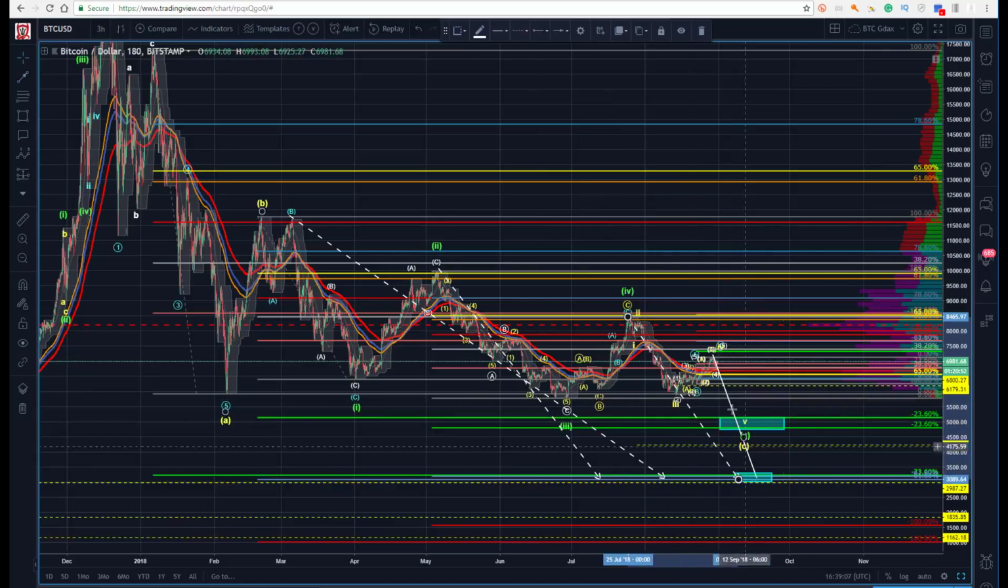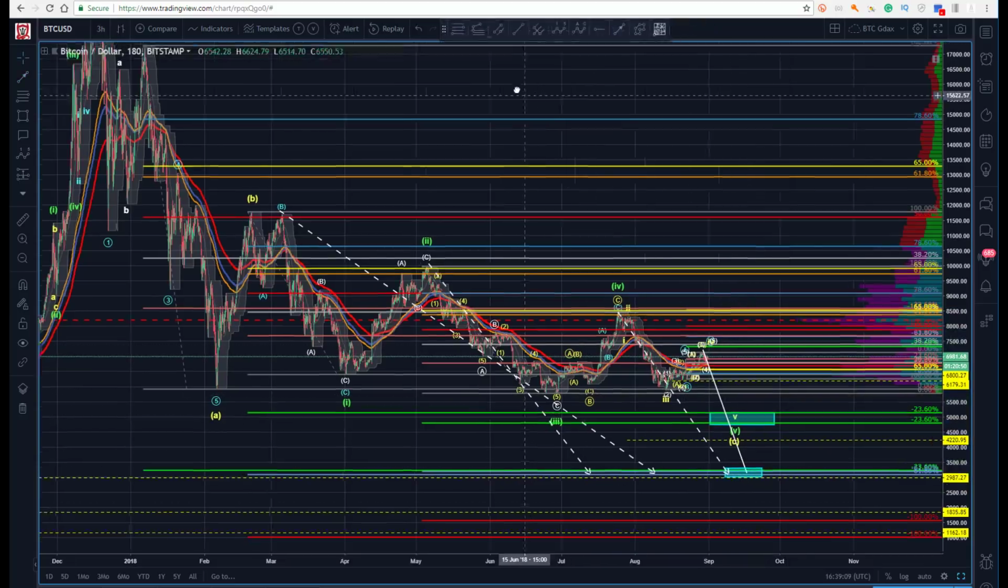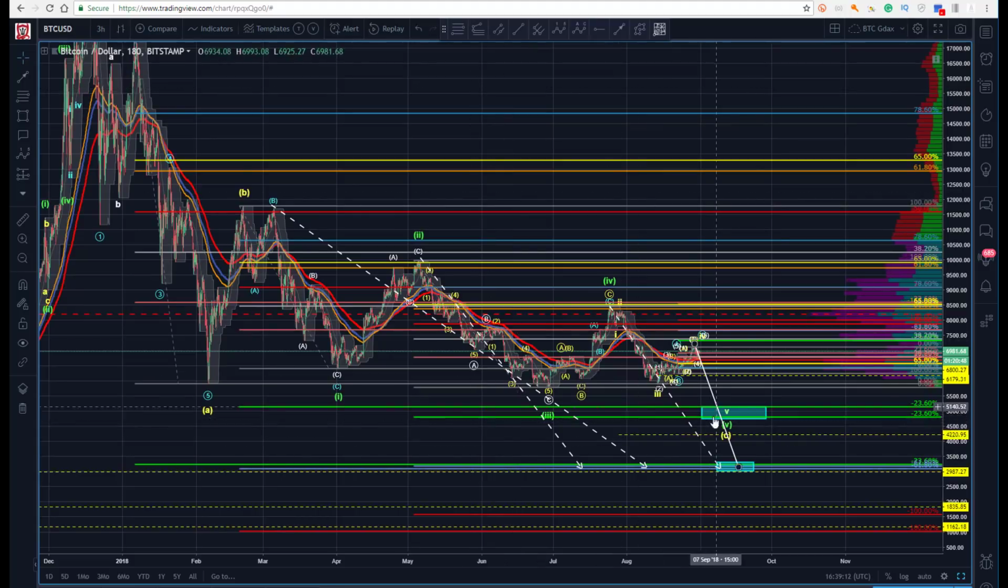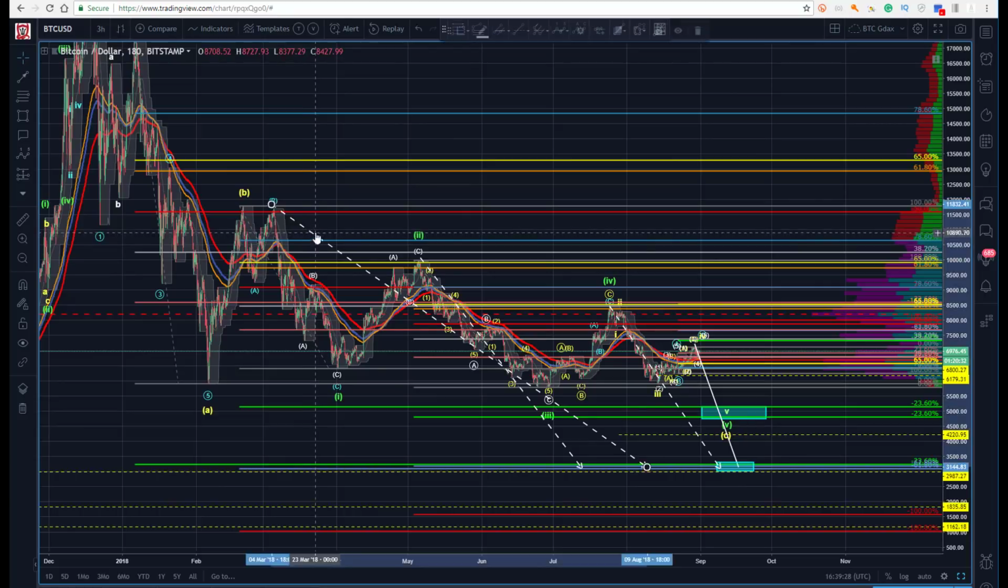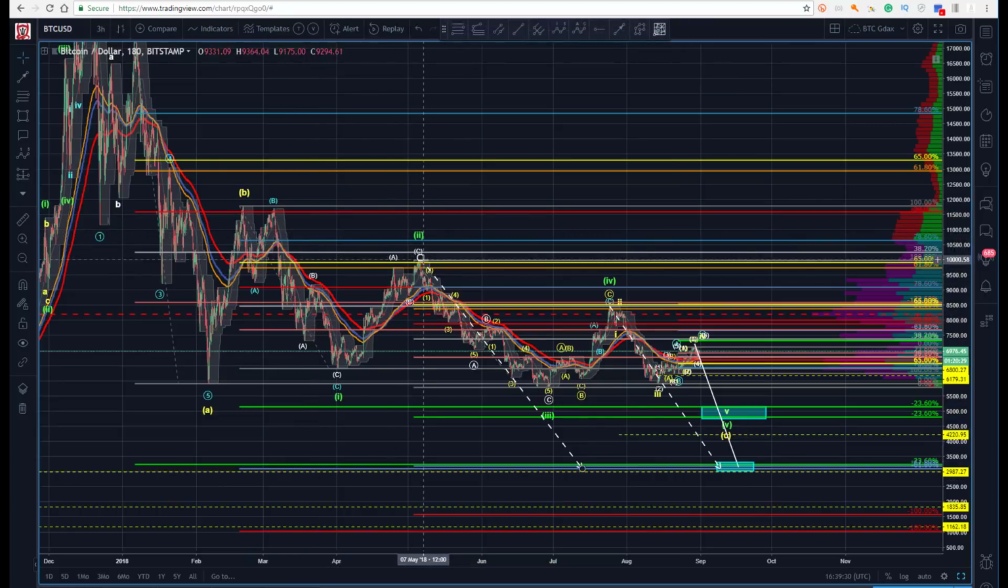Again, it's not inevitable, but we can't turn a blind eye to this and say, oh, okay, correction's over, maybe we're turning here. It's possible. But there's a strong pull for these to be realized. But again, it's not an inevitability.